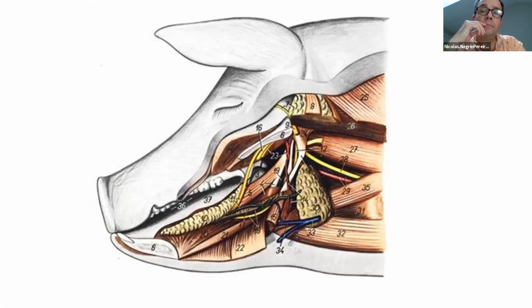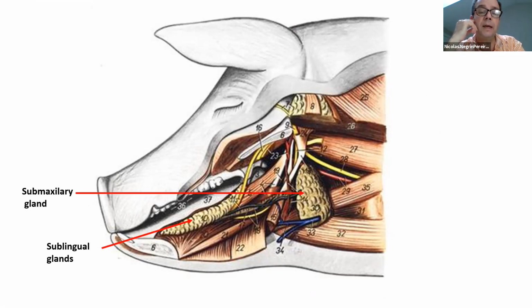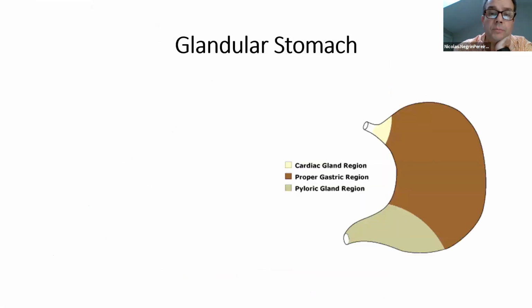The other component of the gastrointestinal tract, which is important, are the salivary glands. Normally, most species have sublingual glands, and they also have submaxillary glands and the parotid gland, normally represented by one on each side. And in the glandular stomach, we will mainly distinguish 3 main regions. The size and the distribution of these regions will change with species, but generally speaking, we can distinguish these 3 zones within the stomach.